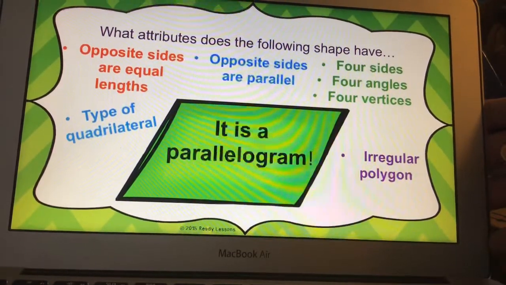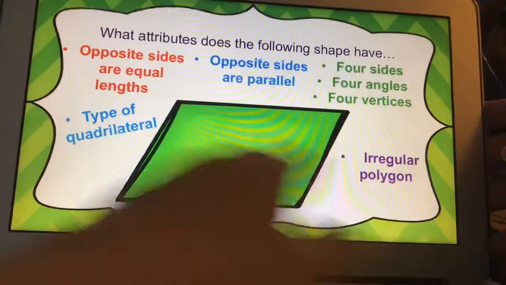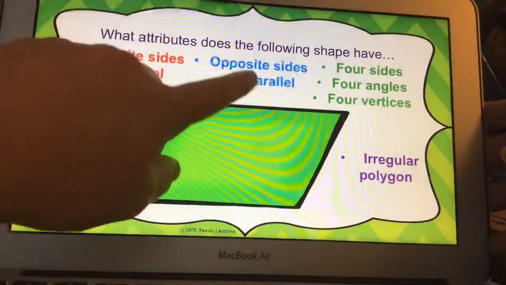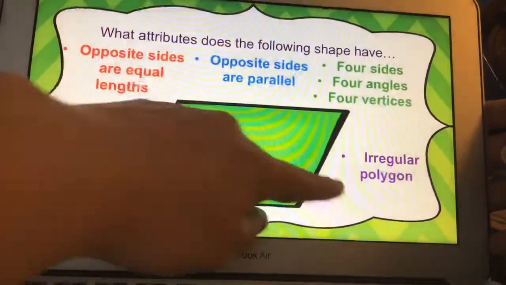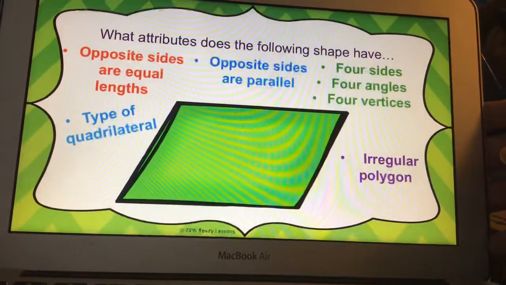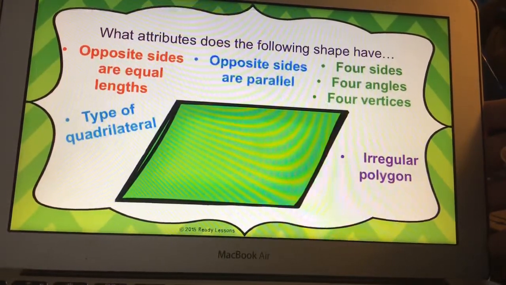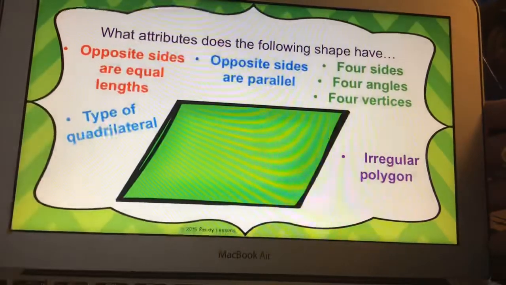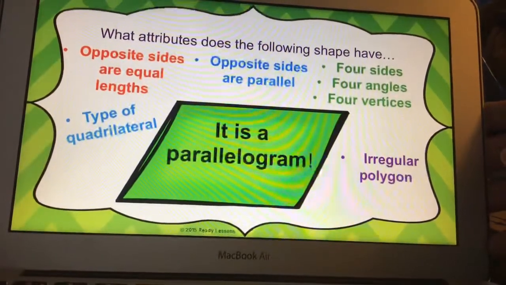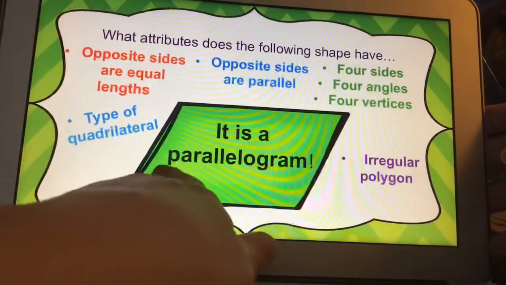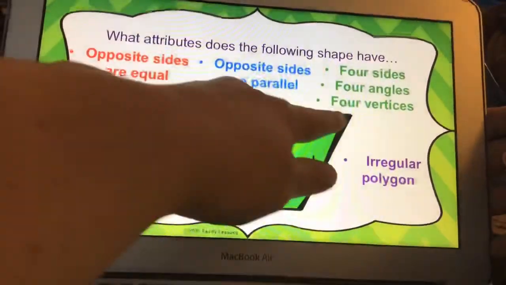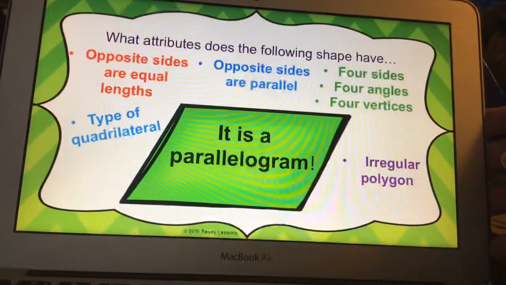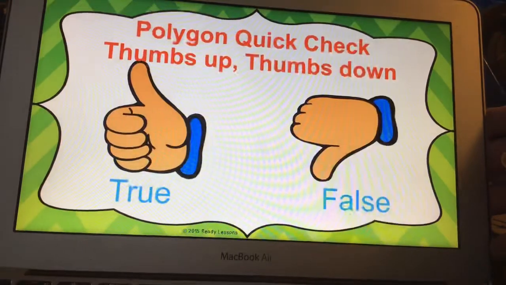What attributes does the following shape have? Opposite sides are equal lengths. It's a type of quadrilateral. Opposite sides are parallel, so they're on top of each other. 4 sides, 4 angles, 4 vertices or points. And it's irregular because they're not all the same length. This is a parallelogram. And I like that it has the word parallel inside of it because those lines are right across from each other.